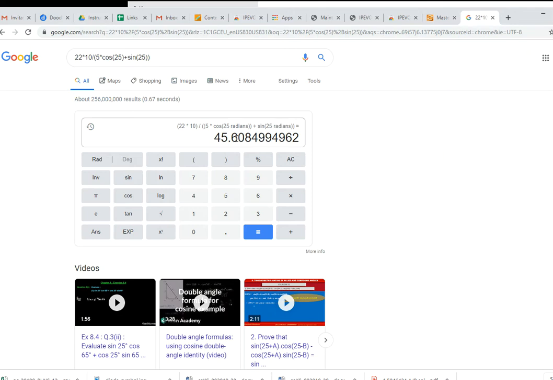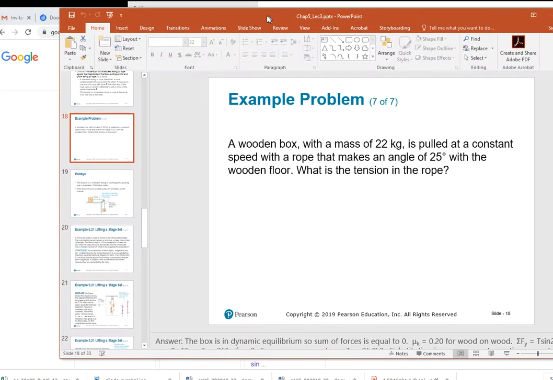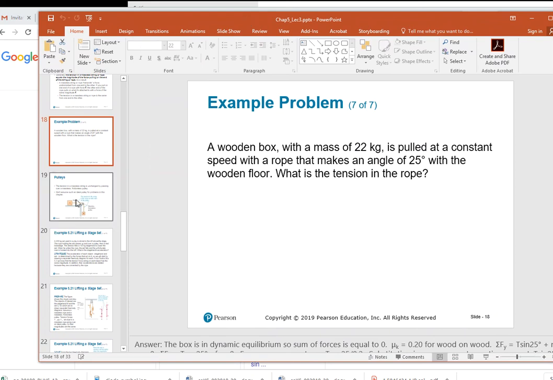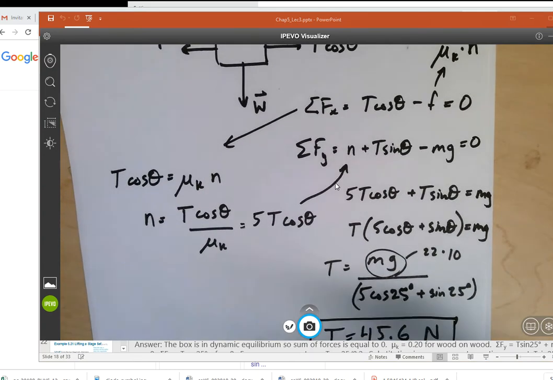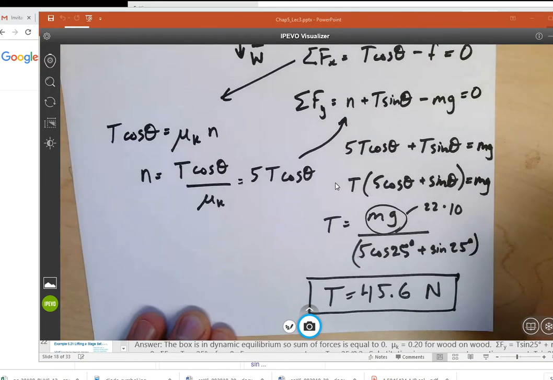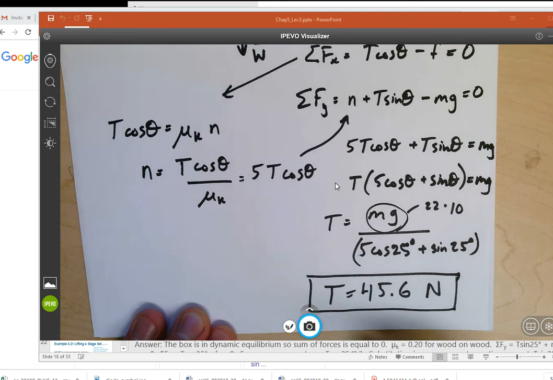And then finally we can see that our answer here is 45.6, and the unit should be newtons, our unit of force. So the tension in the rope would be 45.6 newtons. That was a rather complex problem, and there were some secret tricks in there. One of them being that we had to figure out what mu k was. It wasn't something we were given.